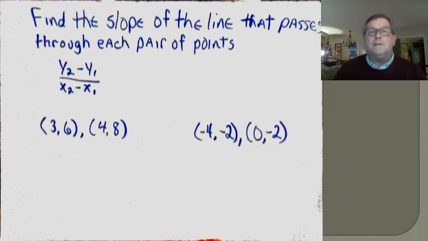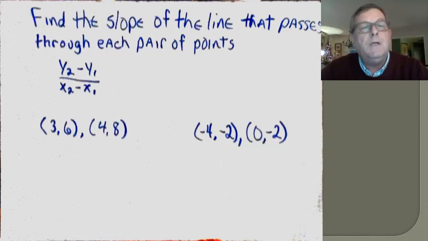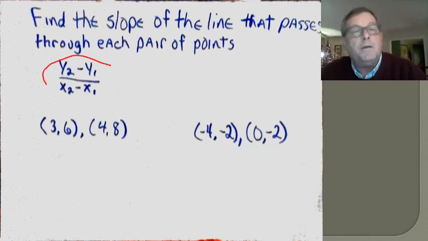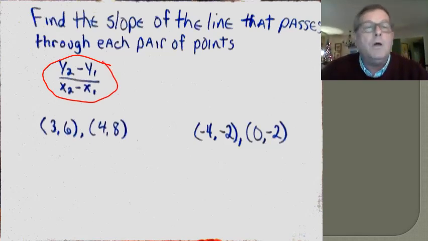All right, finding slope. Something you're going to do a lot of throughout your math career. Finding the slope of a line given a pair of points. And we have our trusty formula right here: y2 minus y1 over x2 minus x1. Okay, so the first thing is, in order to do this, we've got to make sure that we do it correctly.